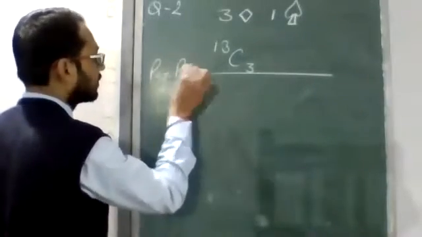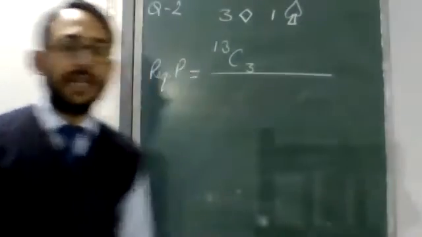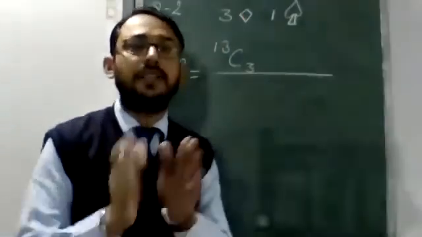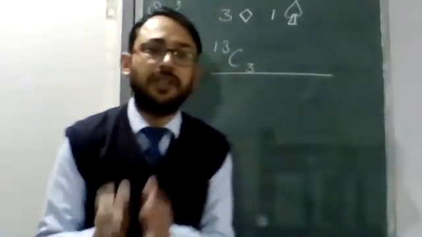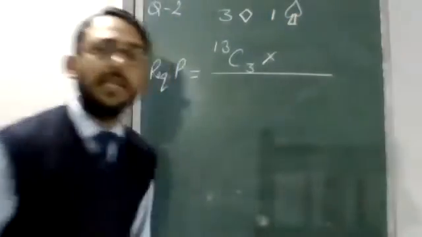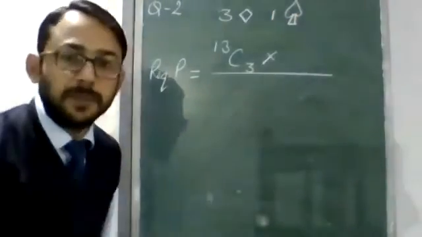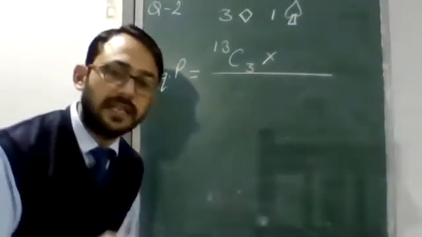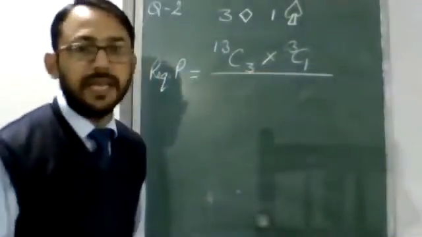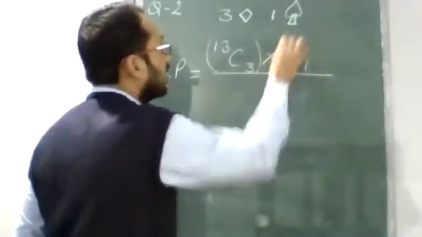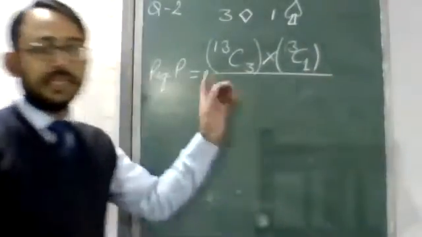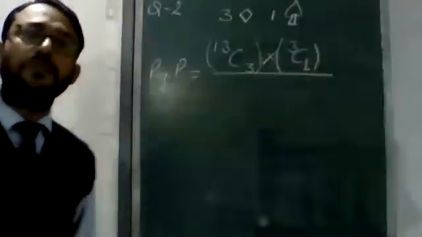Required probability. I want to take out 3 diamonds from the 13 diamonds. We know it very well: there are 13 diamonds in the deck of 52 playing cards. And we want to take out 1 spade card. How many spade cards are there? Again, spade cards are 13. So it will be 13C1. We have to take out 3 diamonds and 1 spade. So altogether, these two are the favorable condition.